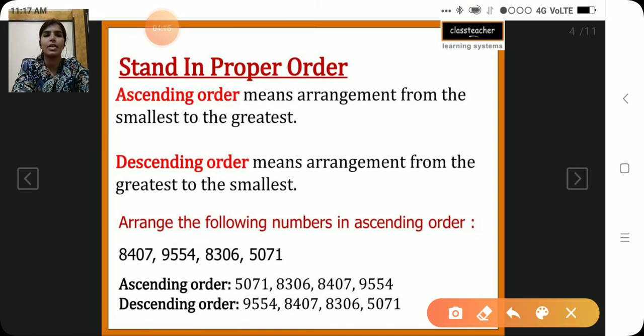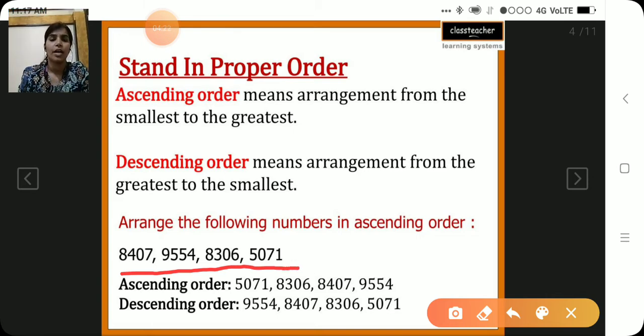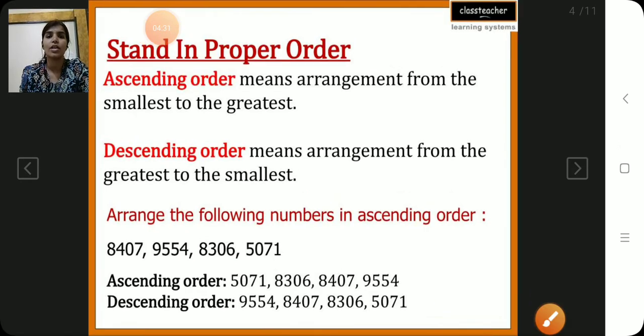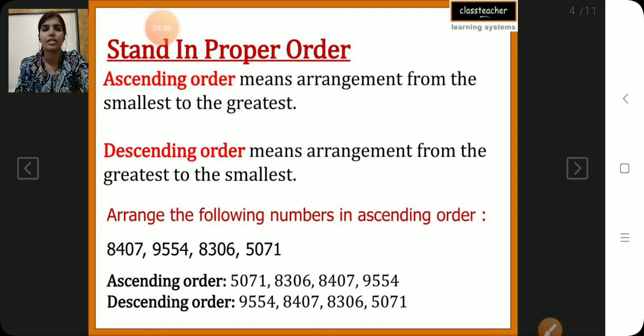Here one example is given to you: 8407, 9554, 8306, 5071. You want to make the ascending and descending order of these numbers. Which one is the smallest? 5071. So we write it first in ascending order, because in ascending order we write smallest to greatest. So ascending order is 5071, then 8306, then 8407, 9554.